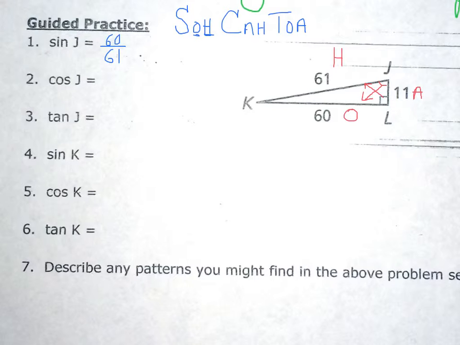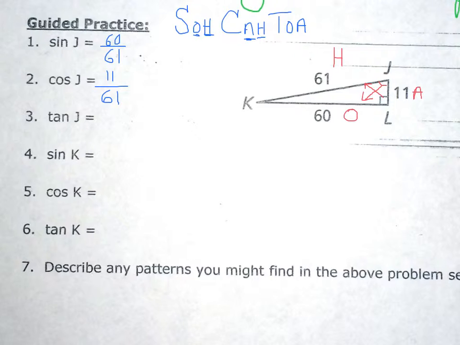Okay, next. Then they want cosine. On cosine, it's CAH, so I need the adjacent side. What's the length of the adjacent? 11. So it's 11 divided by the hypotenuse, which is 61. Okay, can you reduce that? No, we cannot. We'll just leave it like that.